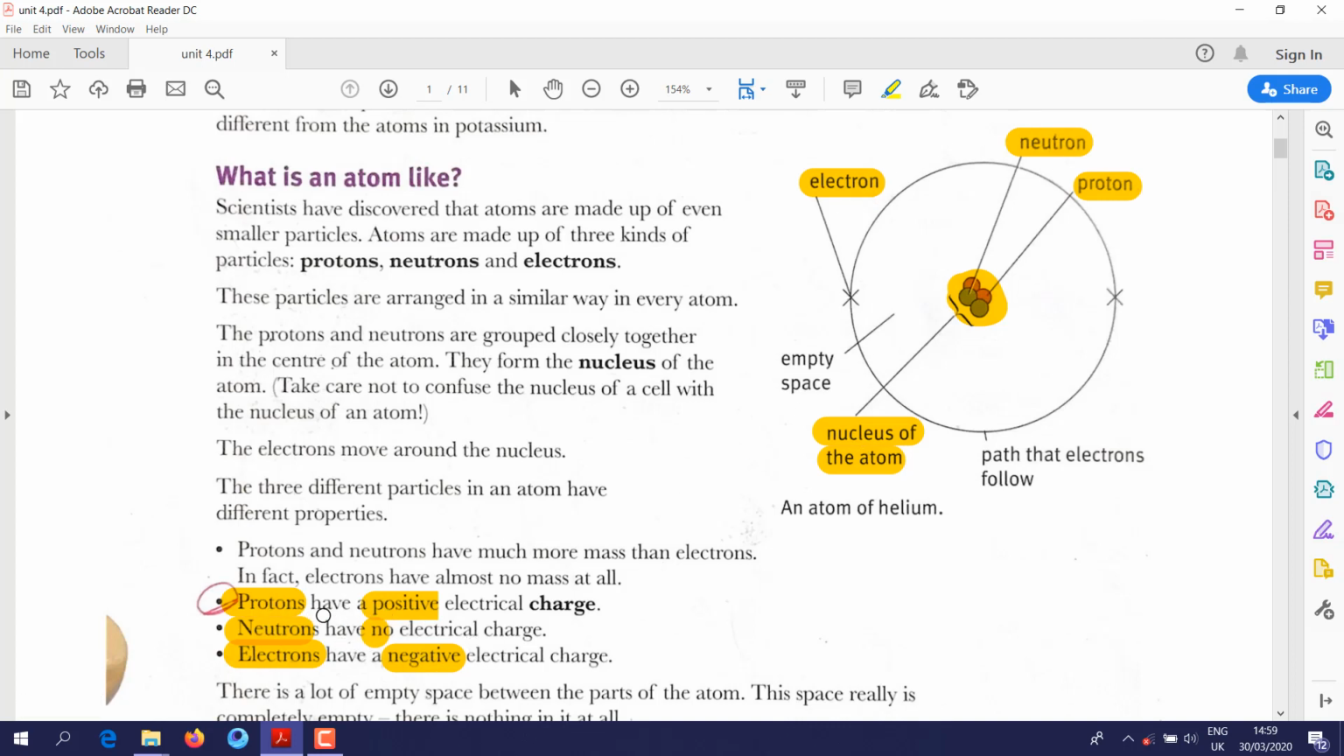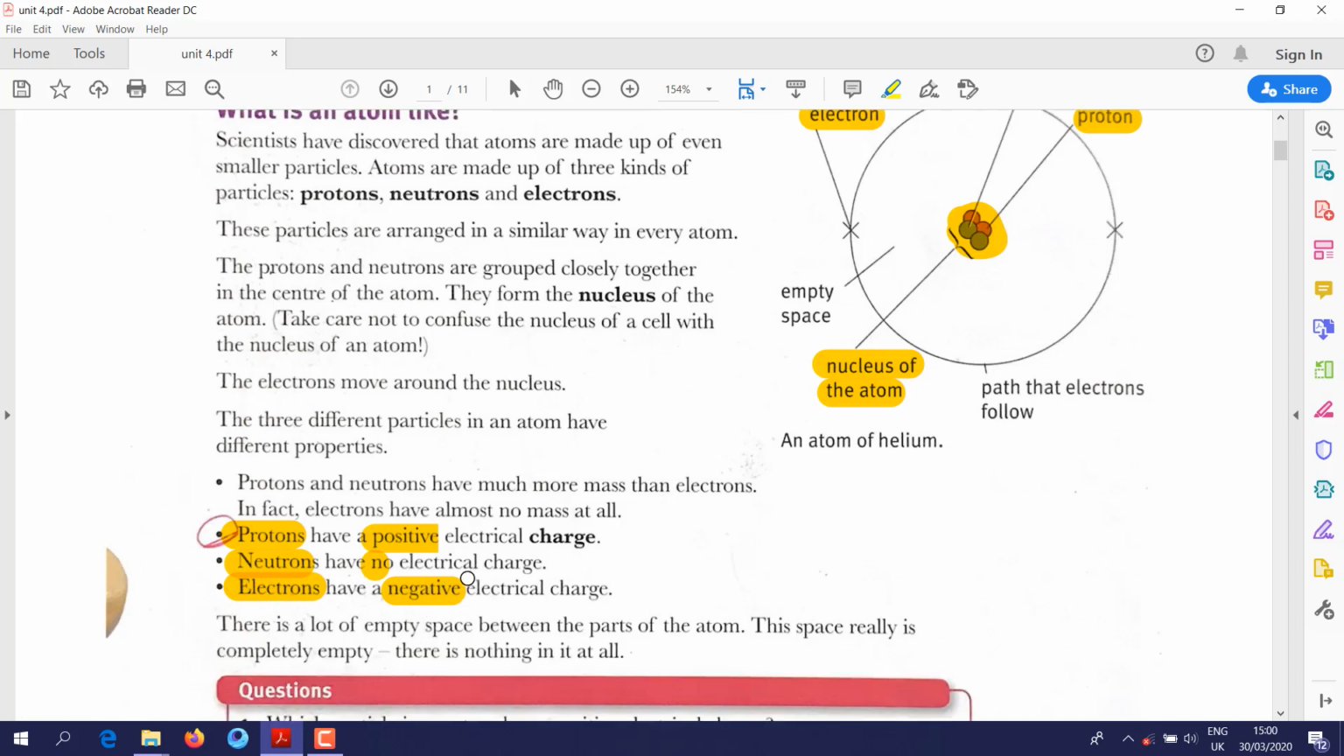Proton, positive. Again, as we explained in the class, how to memorize it: the word proton and the word positive both start with the letter P. Neutron, and also no, N. Electron is negative.